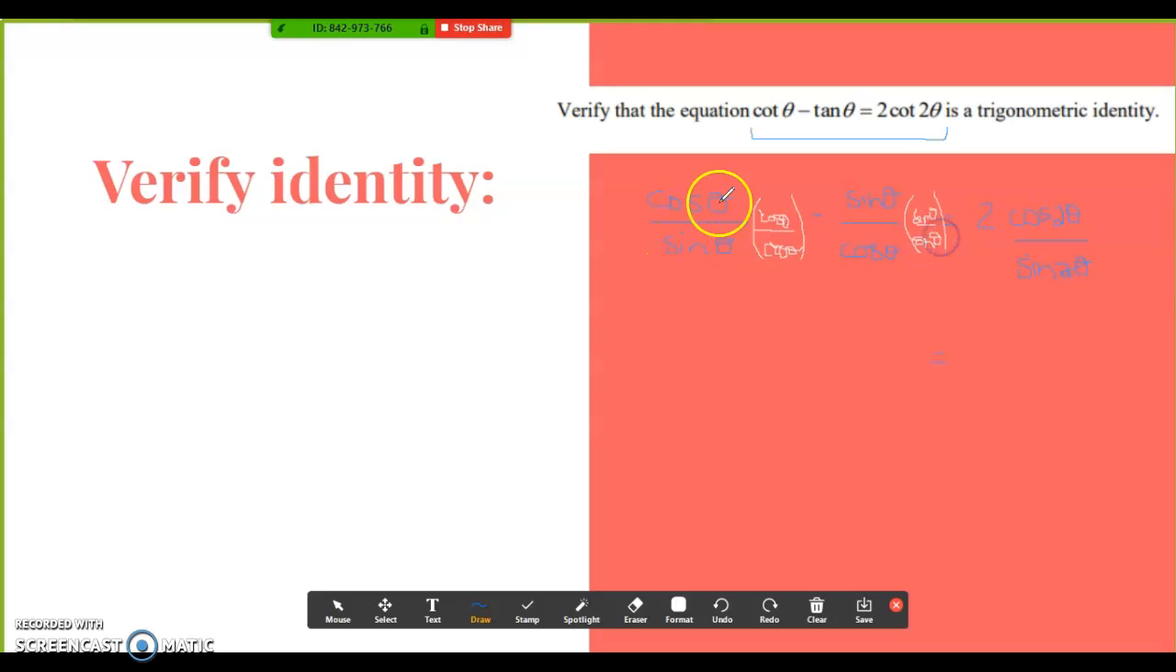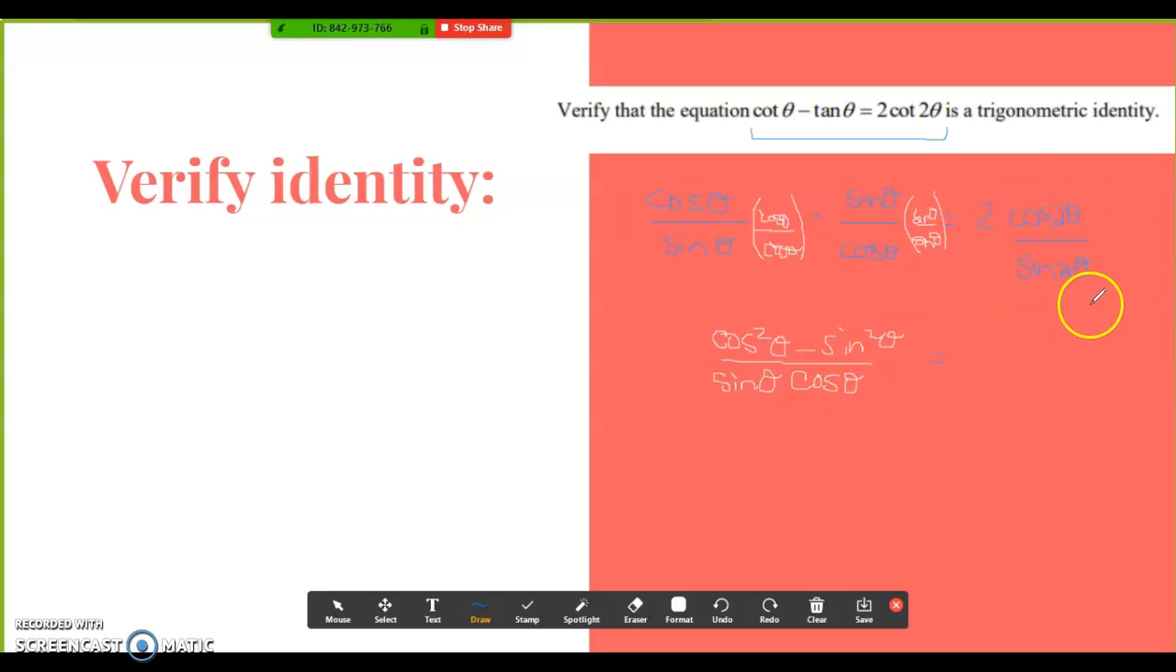So what I would end up getting on the left is cosine squared theta, and on the right in the numerator I would have minus sine squared theta. So this fraction is sine of theta, cosine of theta in the denominator, and in the numerator we would have cosine squared theta minus sine squared theta. And that's pretty much all we can do over here.